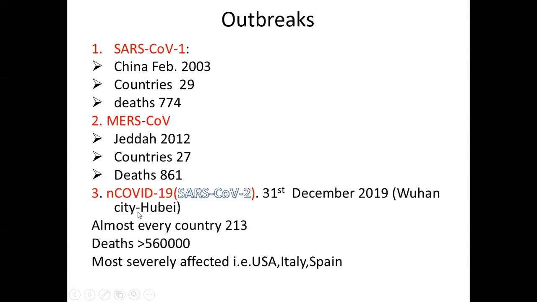The third one is the novel coronavirus 19, which is also known as the SARS coronavirus 2. By the end of December 2019, in the city of Wuhan, in the Chinese province of Hubei, this virus emerged, and almost every country of the world was involved. No one was exempted.